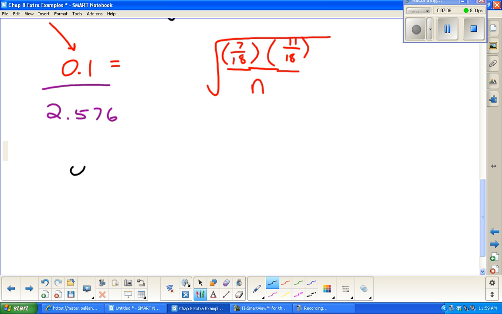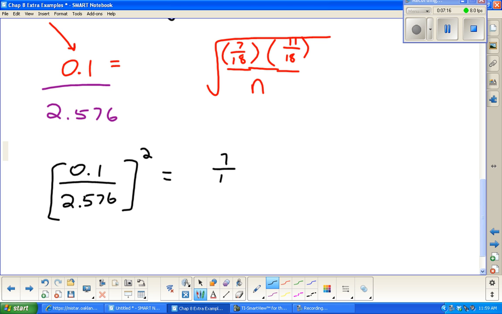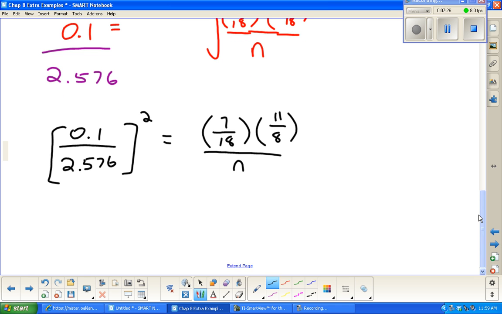Let me rewrite this: 0.1 over 2.576, all squared. My square root goes away on this side. It's going to be 7/18 times 11/18 all over n. We want to solve for n. Now again, my variable is in the denominator of a fraction, so I'm going to multiply both sides by n to get it out of there. So n times all of this stuff, and we are no longer dividing by n on this side, because that cancels when we multiply by n.